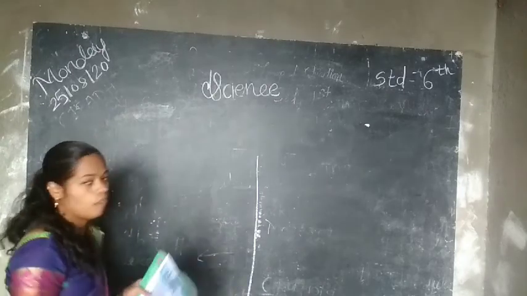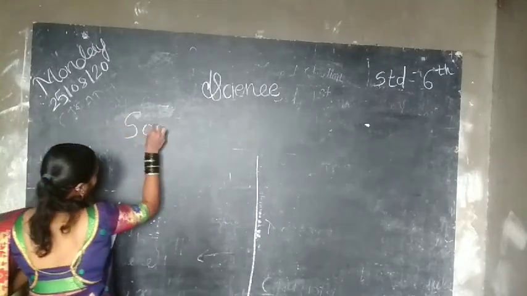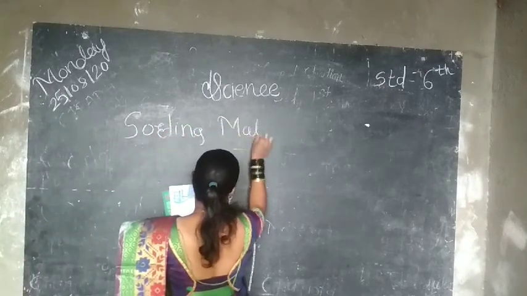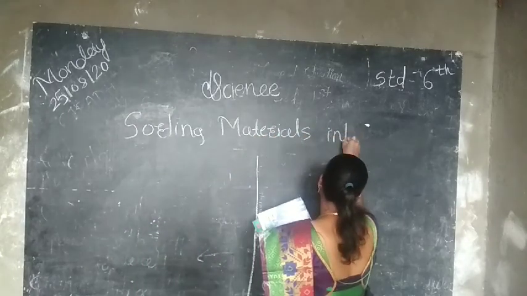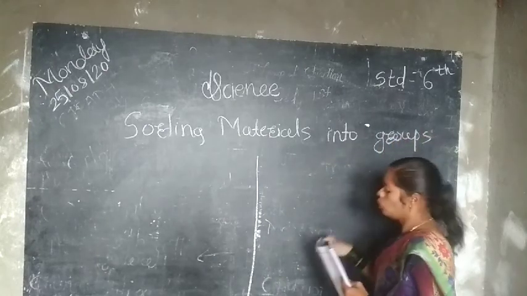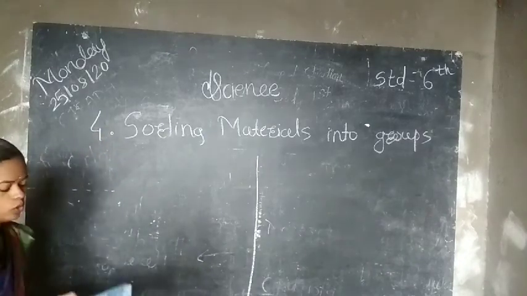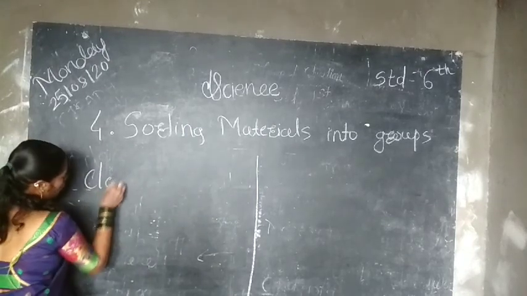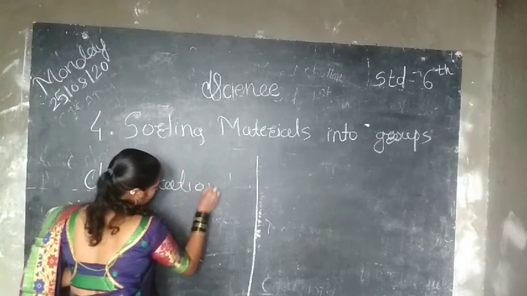Let us discuss chapter number 4 from unit 2, that is sorting materials. Sorting materials into groups. What is the name? Sorting materials into groups. Lesson number 4. So first is classification of materials.